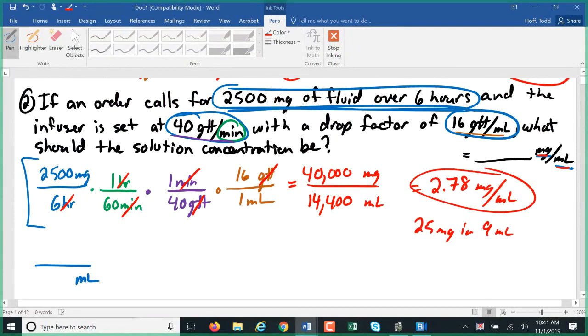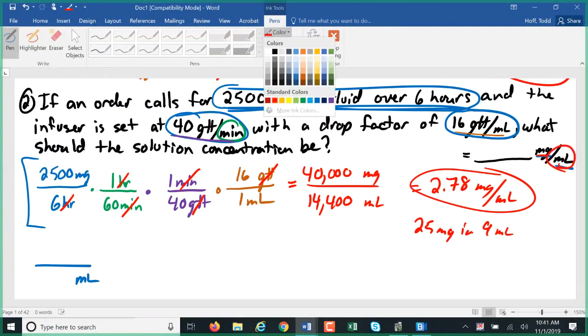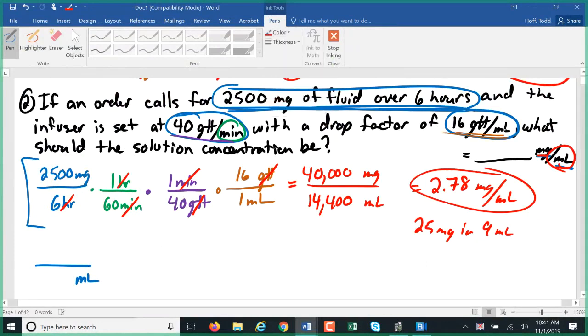Now I said we could have started with milliliters in the denominator, because we want milliliters in the denominator of our answer. Let's think about doing it that way. We have 16 drops per milliliter, so we can start with that drop factor. Can everybody see that on the bottom of their screen, or should I scroll up a little bit? No, that's good.